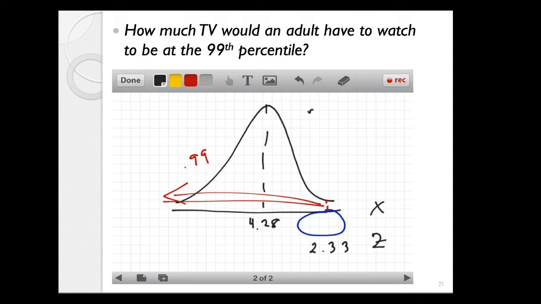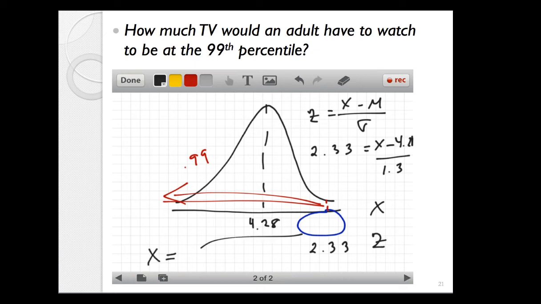And then once we do that, we utilize the same Z formula. That denominator is a standard deviation. And we know that we have 2.33. We need X. We have our mean of 4.28. And we have our standard deviation. And if you back it all out, X equals 7.309.